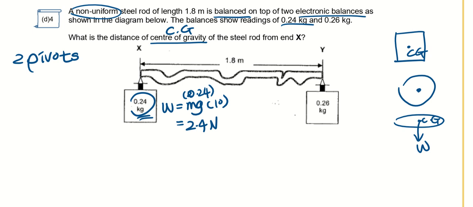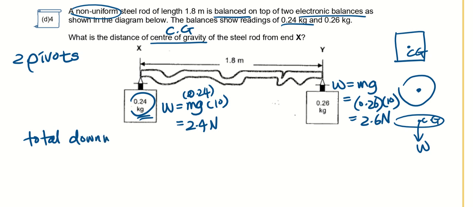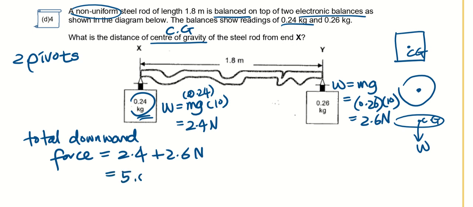Similarly, we can do it for the electronic balance at Y. So again, W equals mg, equals 0.26 multiplied by 10 equals 2.6 newtons. So the total downward force is 2.4 plus 2.6 newtons. That means it's a total of 5 newtons. So if it's 5 newtons, it means that the weight of the whole rod is 5 newtons.